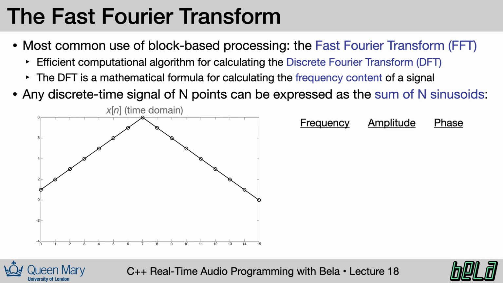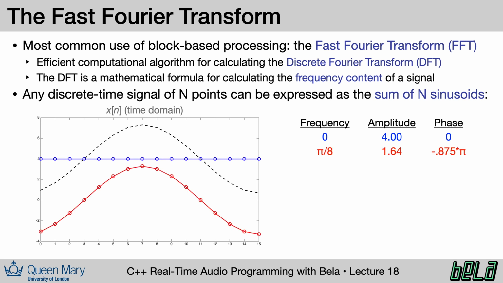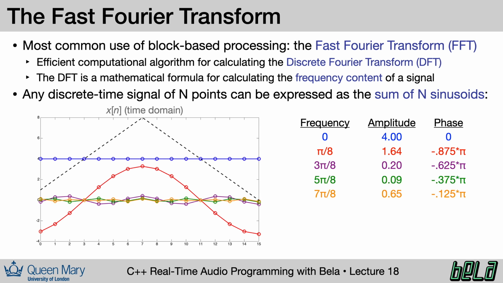And we saw that this particular signal could be represented as this sinusoid of 0 frequency, plus this one of frequency pi over 8, plus this one of frequency 3 pi over 8, plus this one of frequency 5 pi over 8, plus this one of frequency 7 pi over 8. We add all of those together with the right amplitudes and phases, and we exactly reconstruct the original 16 points.